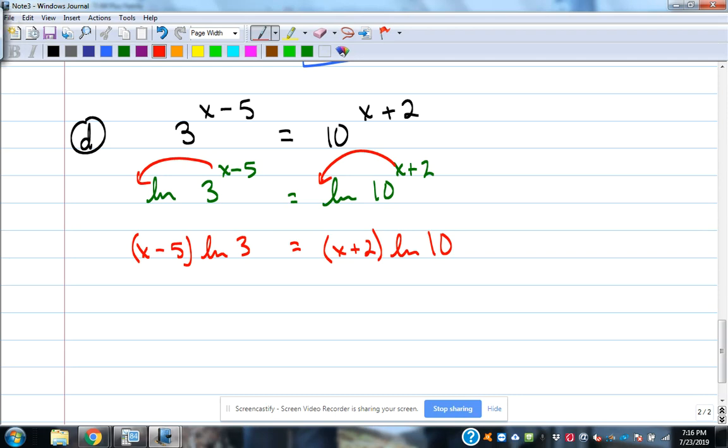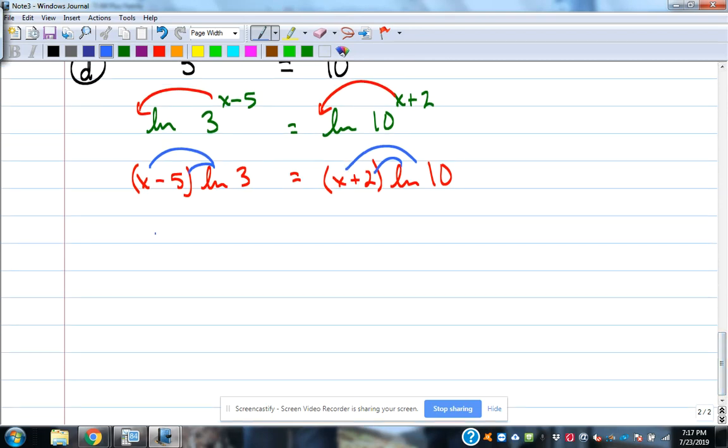All right, so this one, you got parentheses and a number, and on the other side, you got parentheses and a number. Okay, so we're going to distribute. Same way we did on the last problem, but we're going to have to do it on both sides here. So that's what makes this one a little bit more difficult. It's got two sides. It's got a lot of work on them. So we got x natural log of 3 minus 5 natural log of 3. On the other side, we got x natural log of 10 plus 2 natural log of 10. Okay.